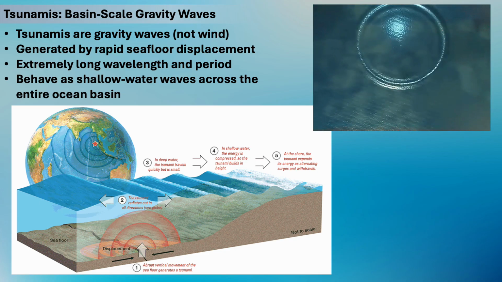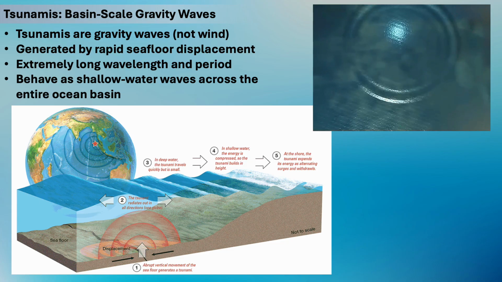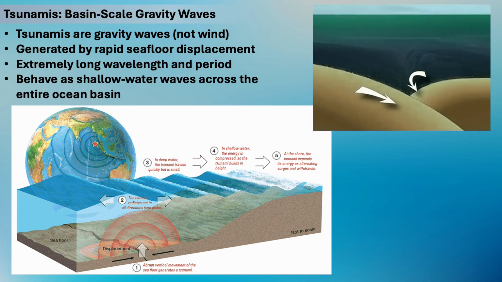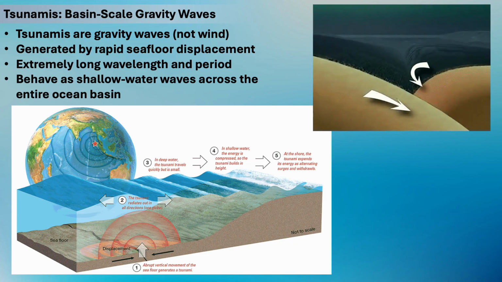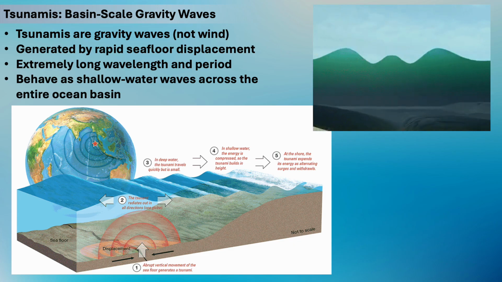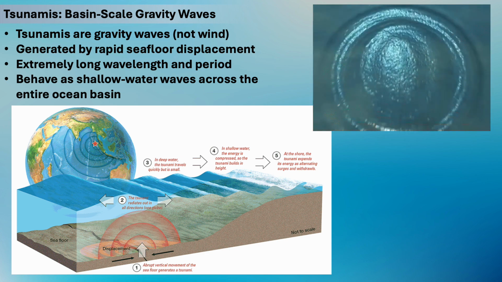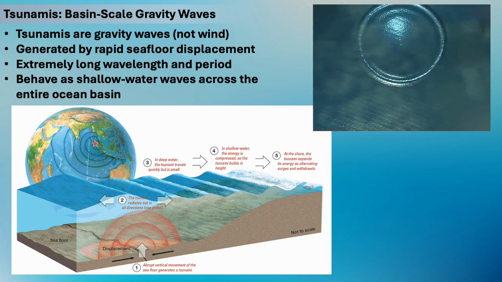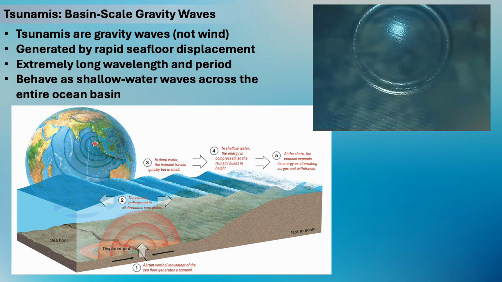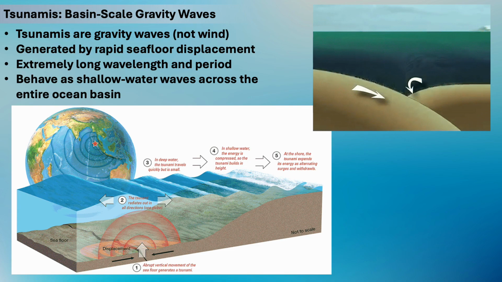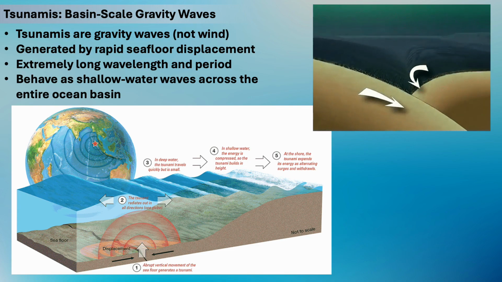This leads to one of the most important physical characteristics of tsunamis. They behave as a shallow water wave everywhere, even in the deep ocean. Earlier in this lecture, we defined shallow water waves as waves whose orbital motion reaches the seafloor. For tsunamis, the wavelength is so long that the condition is met across the entire ocean basins.